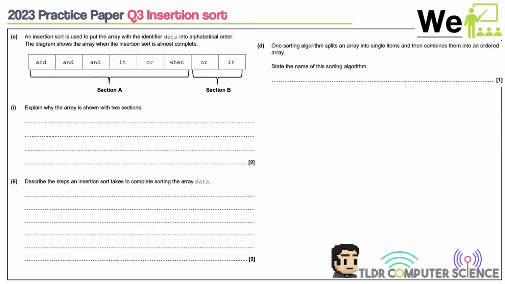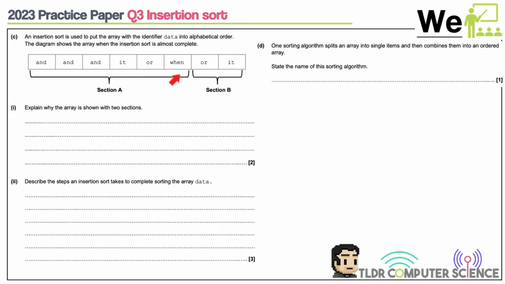So on here, which bit of the list looks like it's sorted and which bit is yet to be sorted? So section A is sorted, isn't it? And section B, so we're partway through an insertion sort. What's the next item that's going to need to be sorted? Or. And that's just to remind you guys, because we did it quite quickly, here's how an insertion sort will work. Or will go looking back this way to see where it should go.